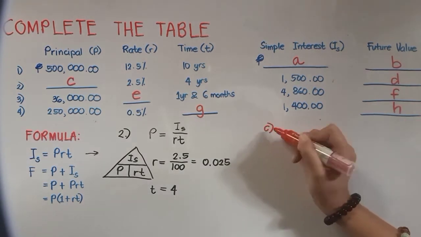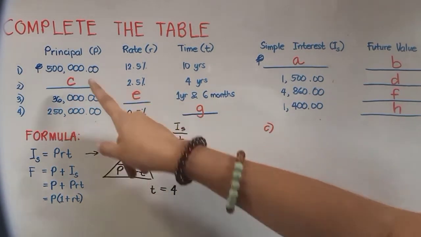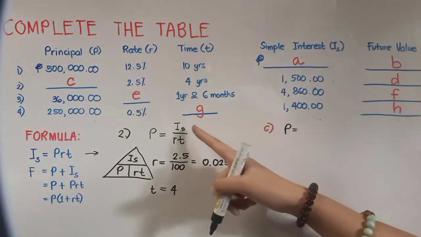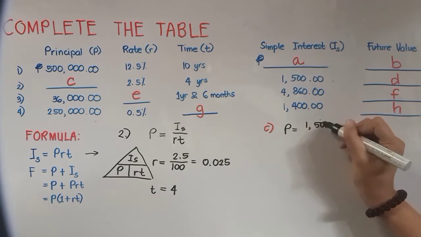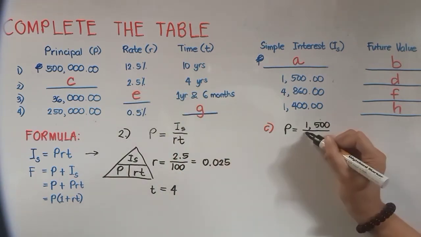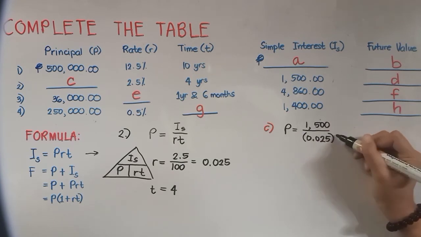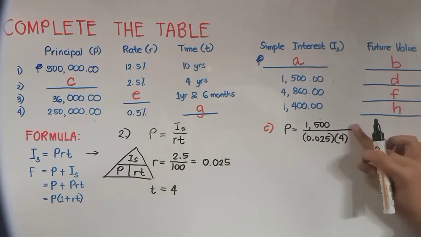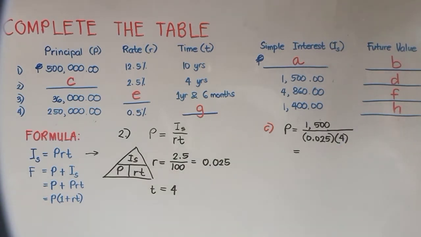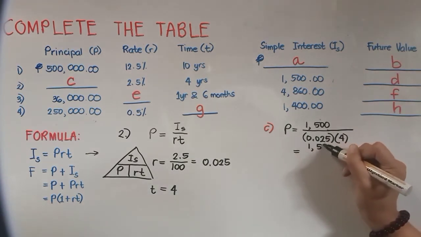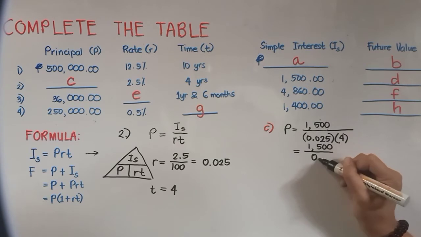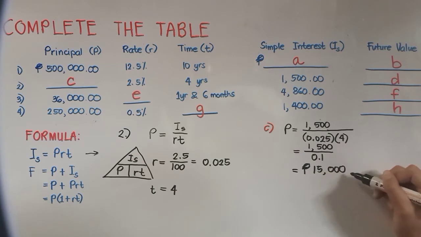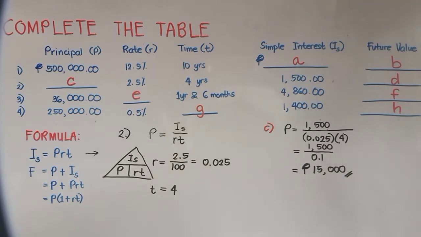Let us now solve for our C, which is the principal amount. Looking at our formula, we will be dividing here our simple interest, which is 1,500, and our rate is 0.025 multiplied to our time is 4. Now using our calculators, we have here 1,500 over 0.025 times 4 is 0.1. This will give us a quotient of 15,000. This is now our principal amount.